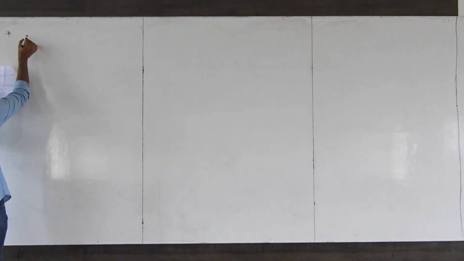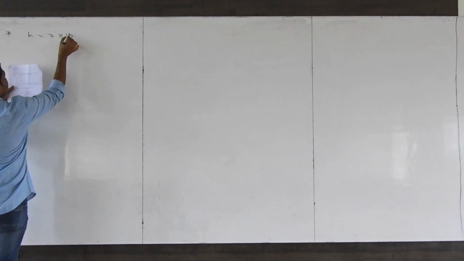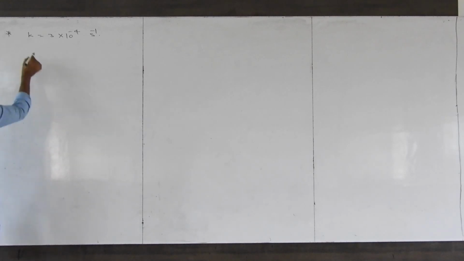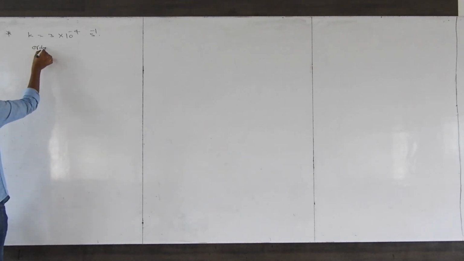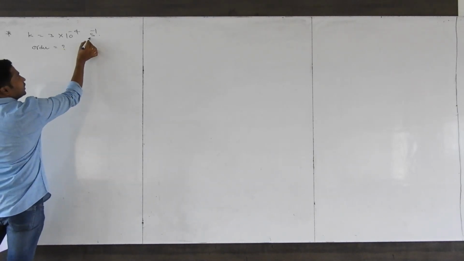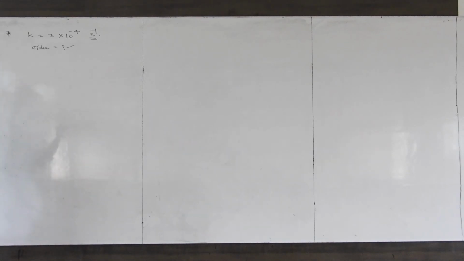Okay, you can see some other models. One more very important question: K is given as 3 into 10 to the power of minus 4 second inverse. What is the order of the reaction? I already told you about this. Based on the units of the rate constant, we can tell the order of the reaction. For this, I told one common formula.